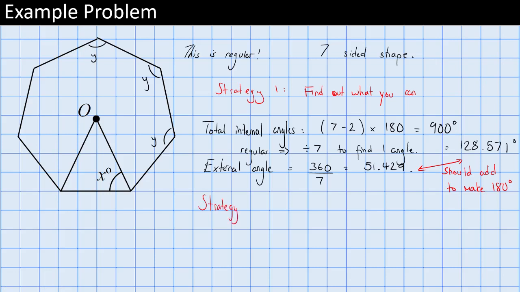Strategy 2. Draw on your diagram. Your diagram is there to help you, not just to help you visualize, but to help you get through the problem as well. So let's think. An external angle would be this bit, which was 51.429. This angle here, which is my internal angle, was 128.571.